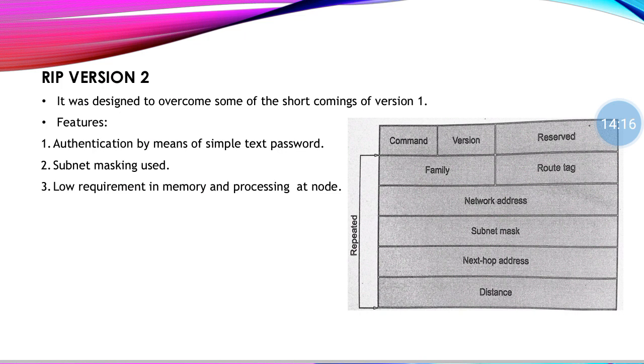Fine. And some more features are added in RIP version 2 that were absent in RIP version 1. Here authentication is provided by means of a simple text password that was absent in RIP version 1. Here subnet masking is used. Now what is subnet masking? Subnet masking is used to identify whether the address is class A address, class B address or class C address. And it has a requirement of low memory and low processing that was absent in RIP version 1.